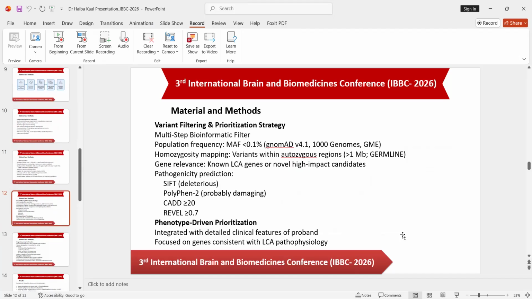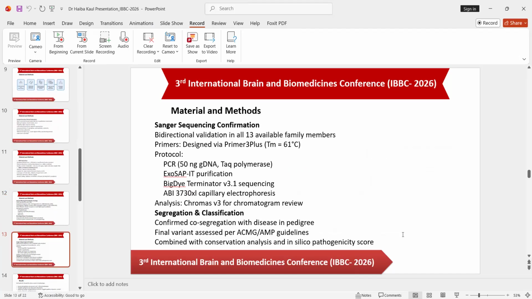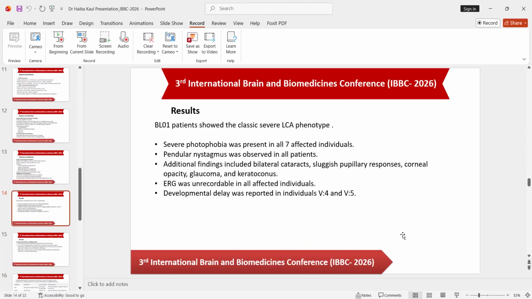Homozygosity mapping was done. Several bioinformatic tools like SIFT, PolyPhen, CADD, and MutationTaster were used to identify and classify the pathogenic variant. Lastly, we did Sanger sequencing in all the affected members, and then segregation analysis was done, and we classified the pathogenic variants using several bioinformatics tools.